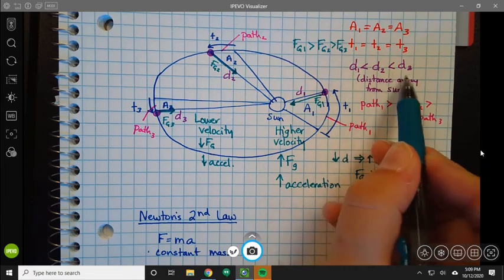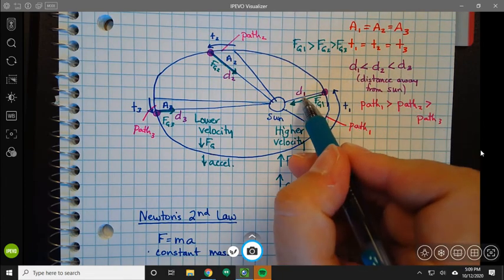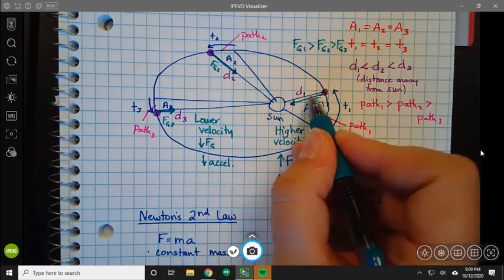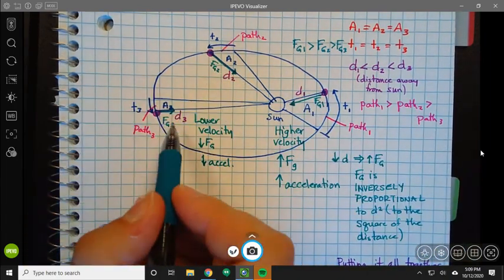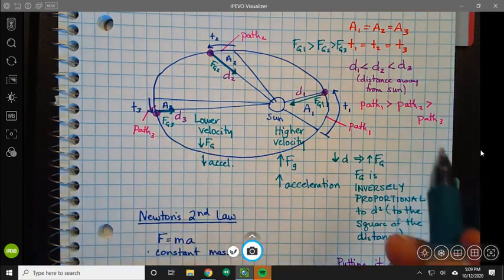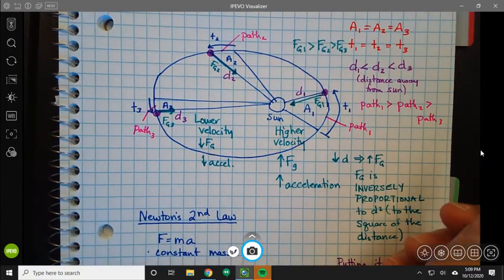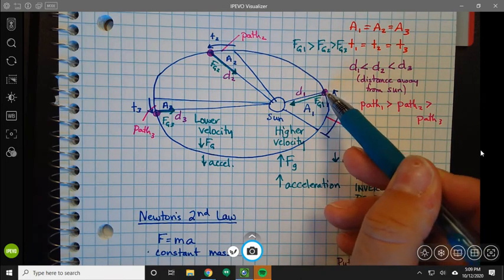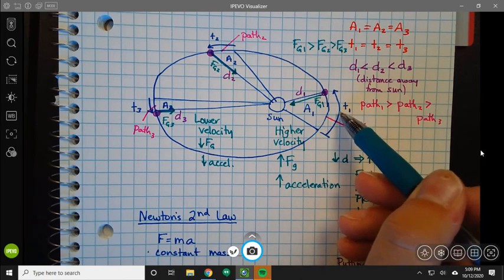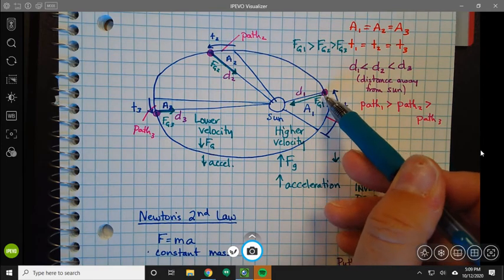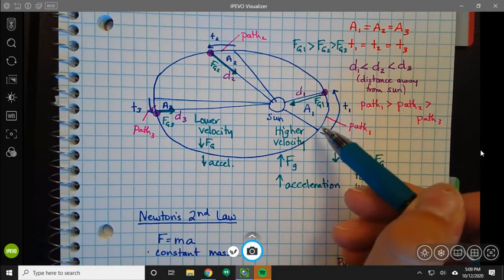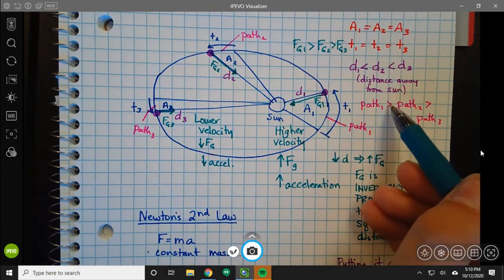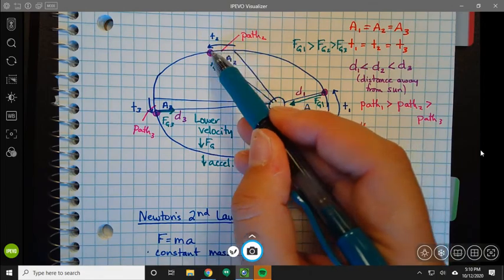We're also saying that distance 1 is less than distance 2, which is less than distance 3. You can see that this is a shorter distance, this is the medium distance, this is the much larger distance, and that's the distance away from the sun. We know that path 1 is pretty long. So in this set amount of time, that planet has moved a long way. So path 1 is long, so it's greater than path 2, which is not quite as long.